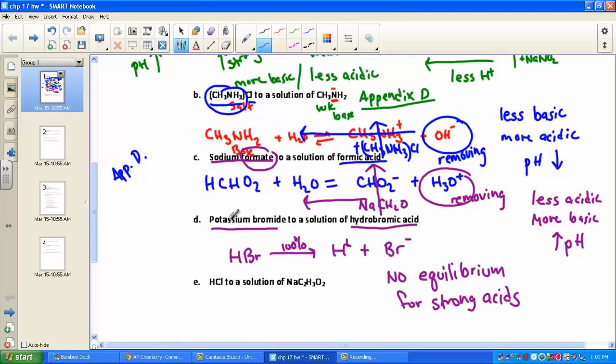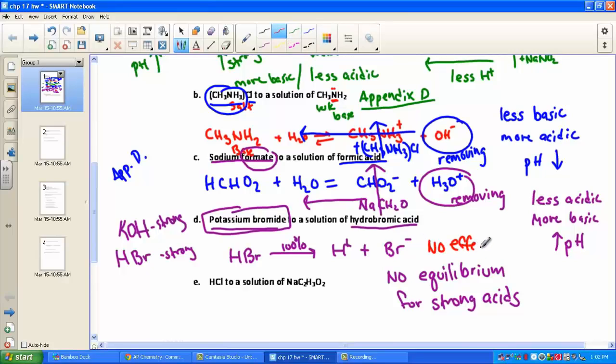I could add potassium bromide. Remember from our last chapter, potassium bromide has two strong parents, potassium hydroxide and HBr. Both of these are strong. So ultimately what we're telling ourselves here, there is no effect on pH. No effect because there is no equilibrium when a strong electrolyte. Remember, Le Chatelier only works for double arrows. If there is no double arrow, the only choice here is pushing 100% to the right.